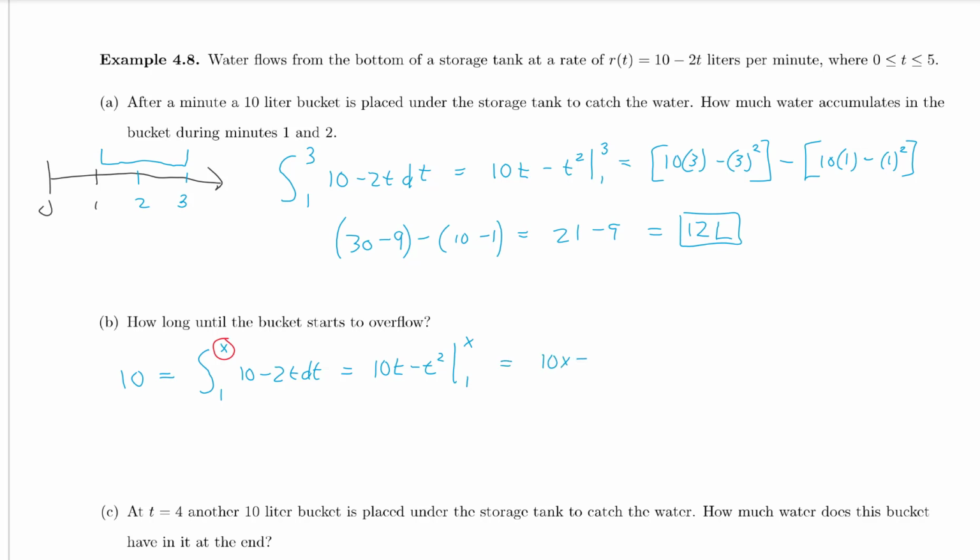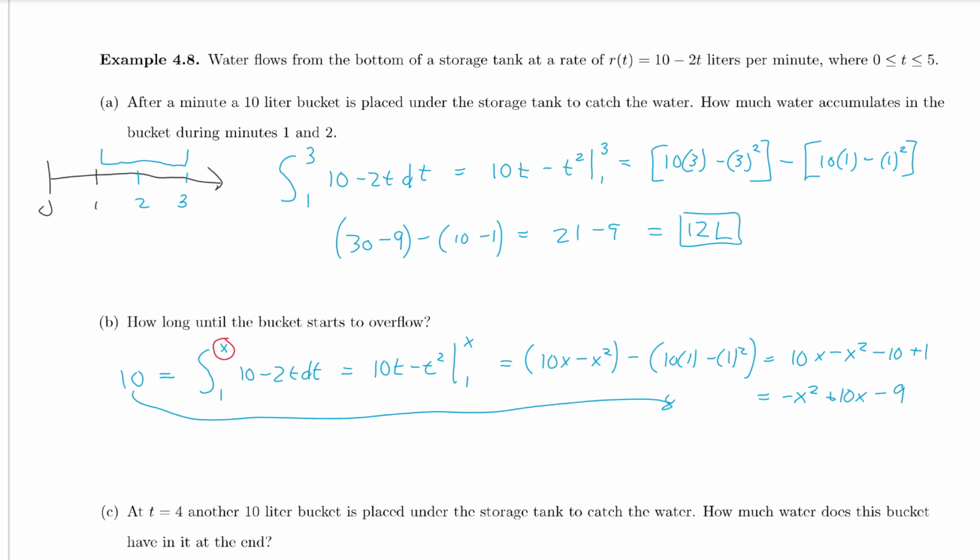And when we do that, we're going to get 10x minus x squared, all subtracted by 10 times 1 minus 1 squared. And so we have 10x minus x squared minus 10 plus 1, or negative x squared plus 10x minus 9. And this is all equal to 10 because we're trying to find the x value when the volume is equal to 10.